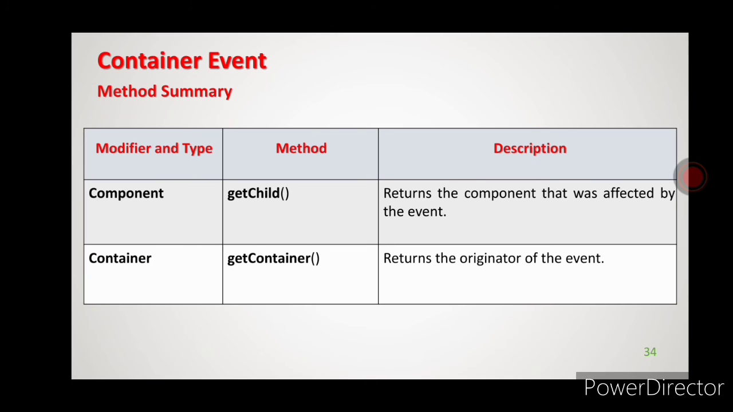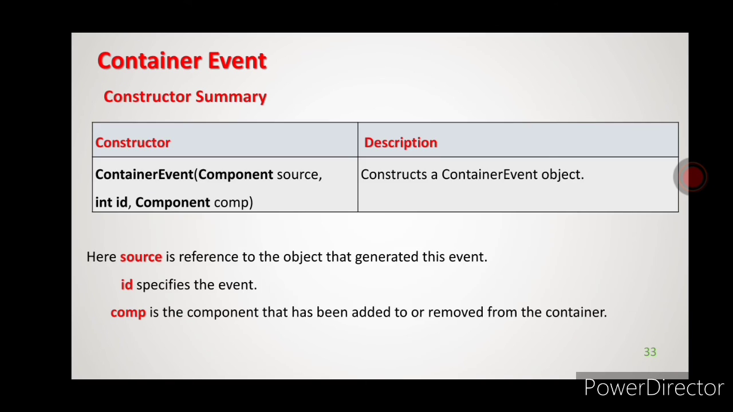This is about the constructor which is used by the container event class. The next are the methods which are used by the container event class. The first one is getChild. What does it return? It returns the component that was affected by the event. Suppose I click on a button. That component is affected and the container event is generated. So this method getChild will return the button. Okay, understanding?